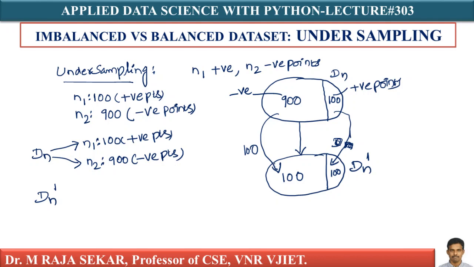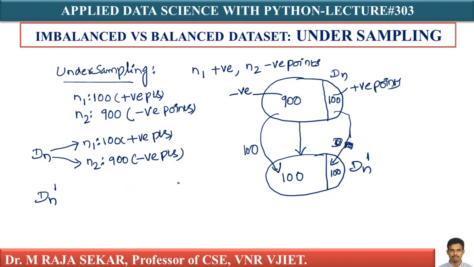Now what happens in my Dn dash? I have 100 points which are negative points and 100 points which are positive points. Now Dn dash consists of an equal number of positive points and negative points.